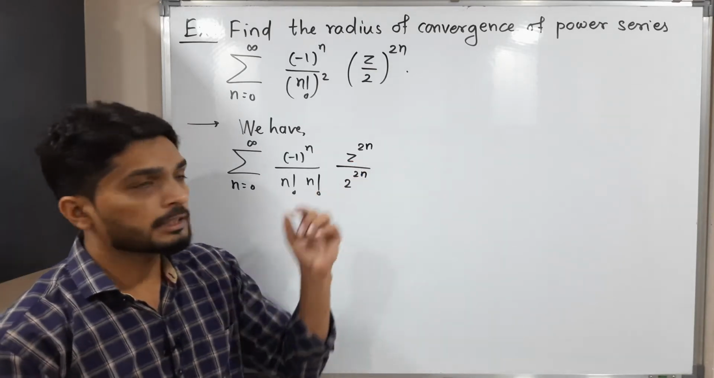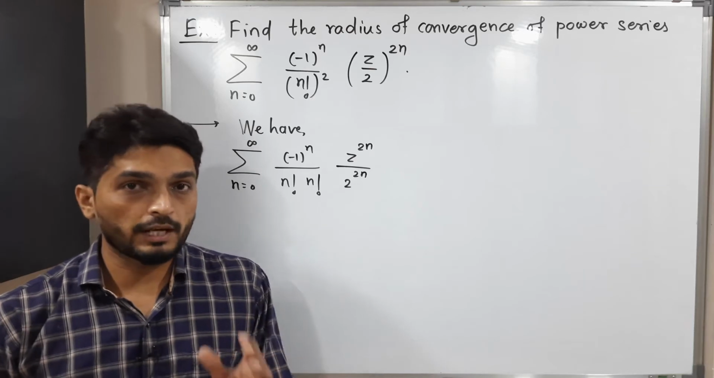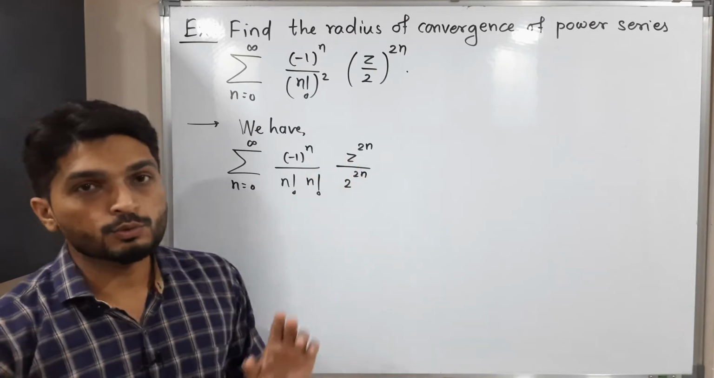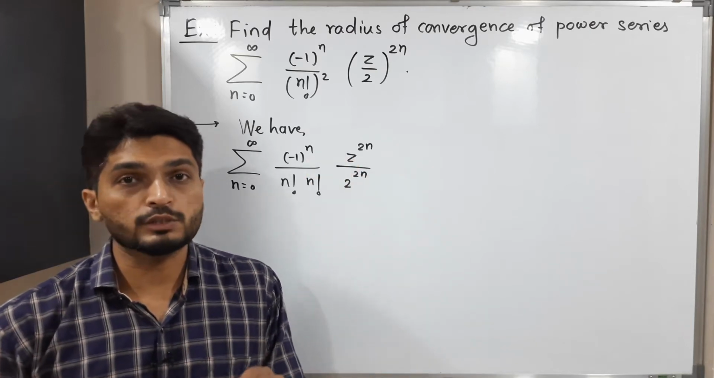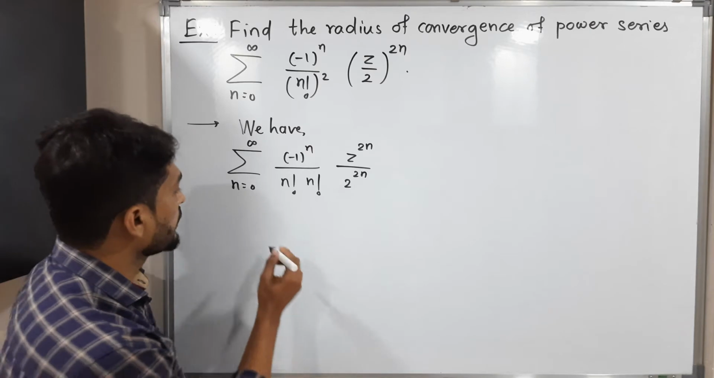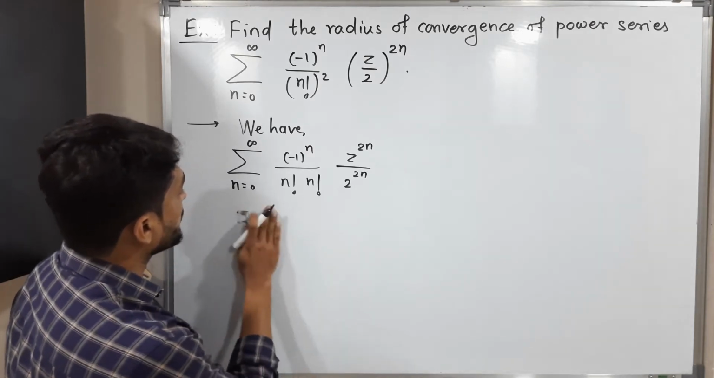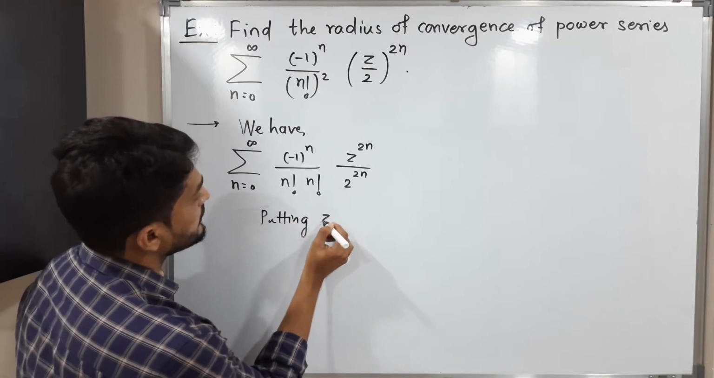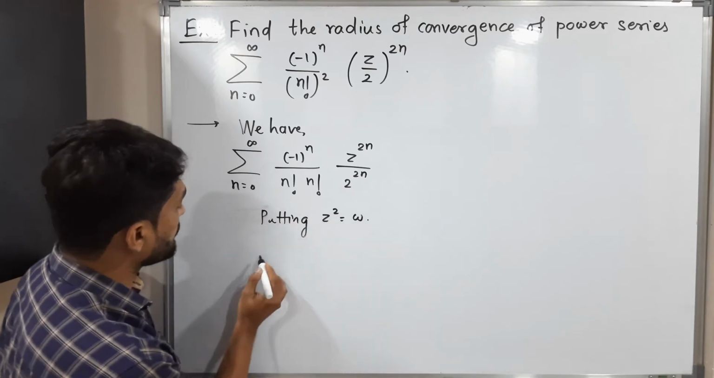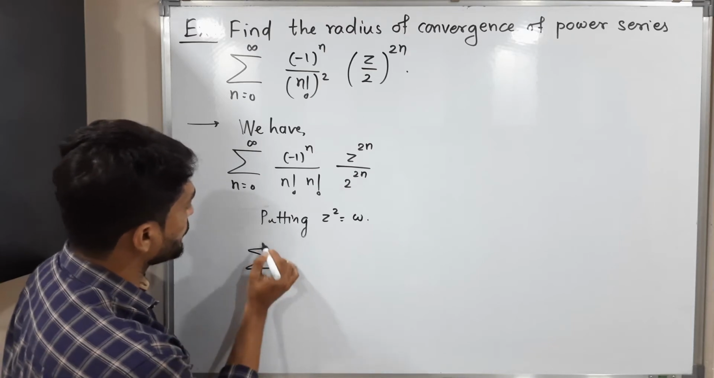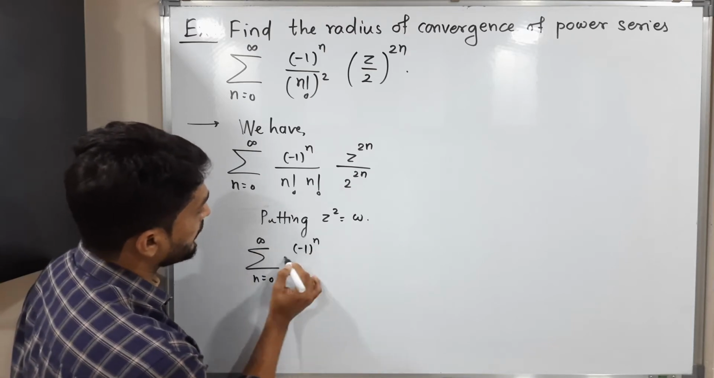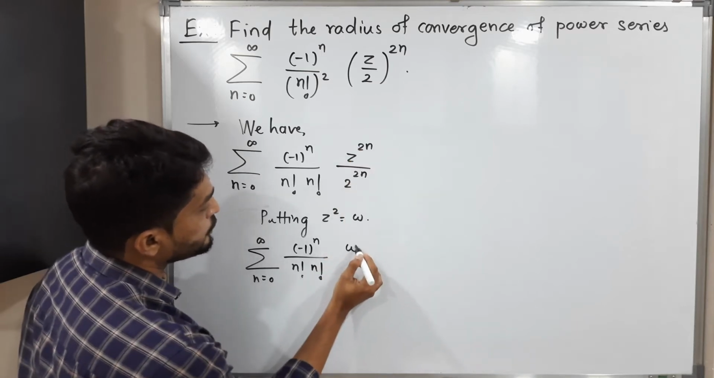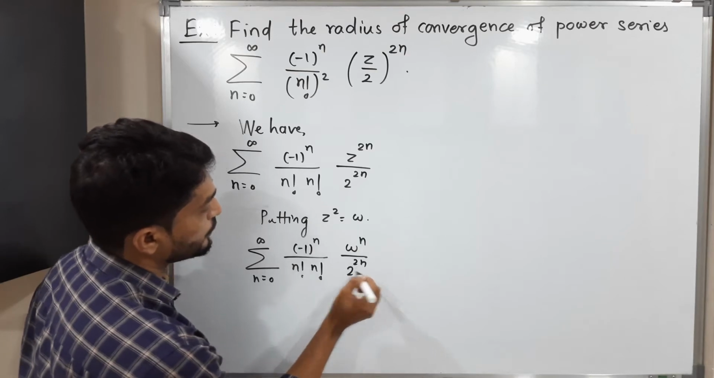But see, it is looking a little bit different. Normally in a power series we have summation a_n z raised to n. So here we have z raised to 2n. Okay, so for that I am going to put z square is equal to w. Putting z square is equal to w, we will have summation n running from 0 to infinity, minus 1 raised to n upon n factorial. We are calling z square as w. So w raised to n upon 2 raised to 2n.